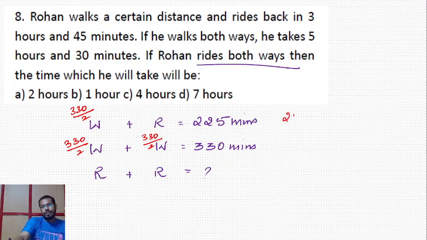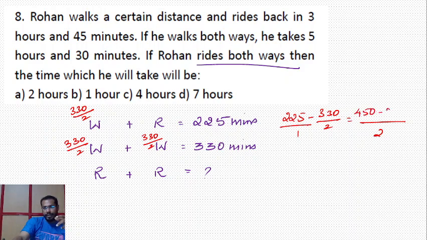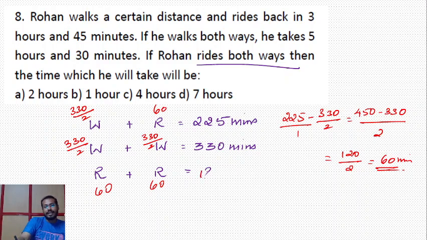Okay, so 225 minus 330 over 2. Here let's take 2 times, it will be 450. 450 minus 330 is 120. So 120 divided by 2 is 60 minutes. So riding takes 60 minutes each way, which means the return is also 60 minutes. Correct? So it takes 120 minutes, and 120 minutes is nothing but 2 hours. Correct? 2 hours is the right answer. Simple.